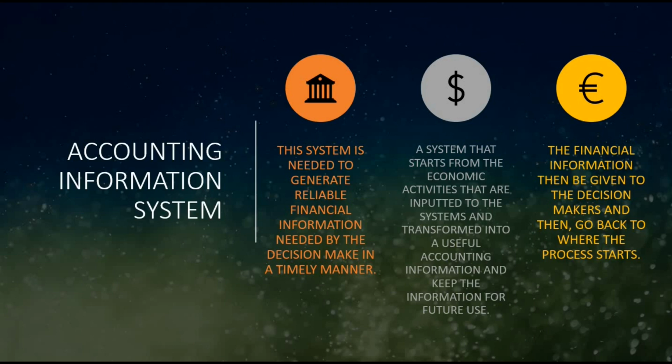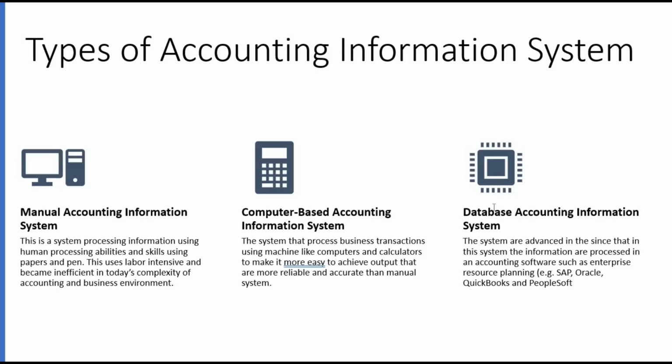So we have here 3 types of accounting information system. One is the manual accounting information system. Second is the computer-based accounting information system. And the third one is the data-based accounting information system. What we will be studying in Accounting 111 has something to do with the manual accounting information system kasi we have to do the accounting process in a manual manner.